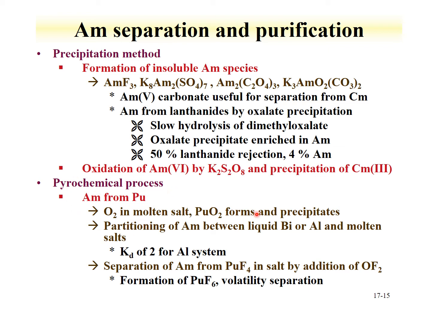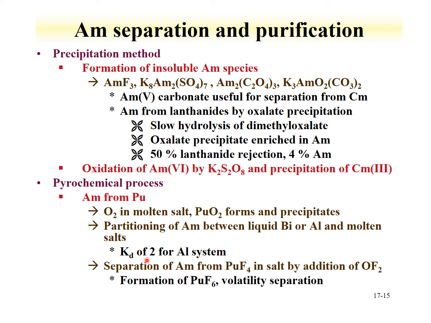There's also pyrochemical processes for separating americium, particularly from plutonium, where if in a molten salt system oxygen is introduced, plutonium dioxide forms and precipitates. And americium can also be partitioned between liquid bismuth or aluminum and molten salts. I think this could be thought of as a solvent extraction system, where the solvents are molten salt and a liquid metal. Distribution coefficients of 2 for the aluminum system have been achieved for americium.